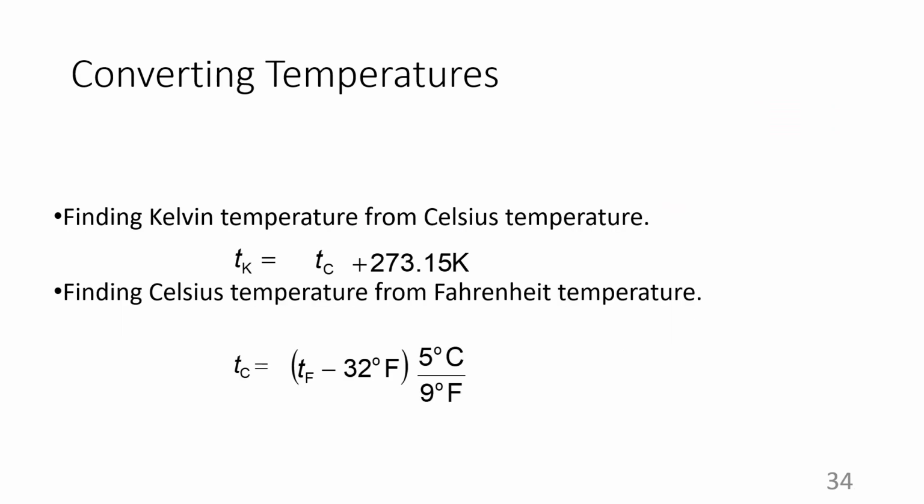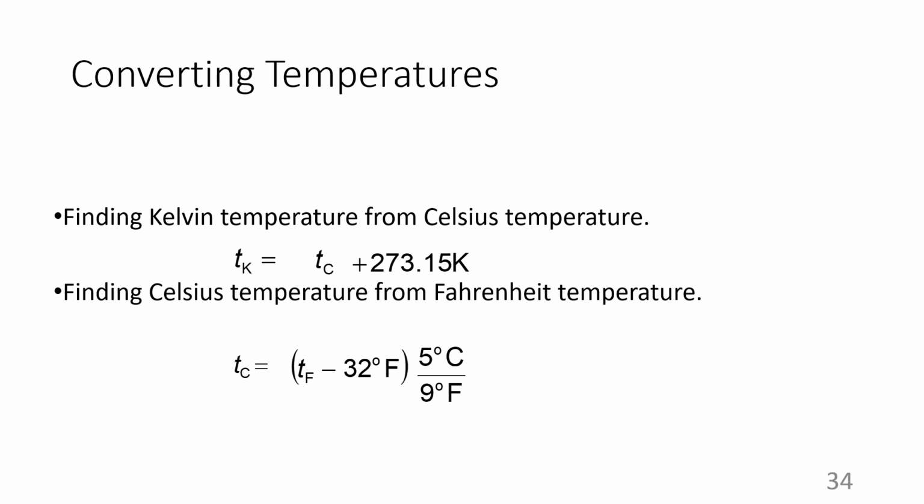How do we convert from one unit of temperature to another? We'll start with Kelvin and Celsius. Degrees Kelvin is simply Celsius plus 273.15. If you go down to negative 273 degrees Celsius, that would be the lowest possible Kelvin temperature, which is 0 Kelvin. That's why we call Kelvin absolute temperature, because it is not possible to go below 0 Kelvin.